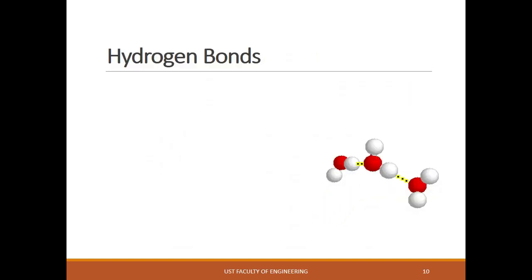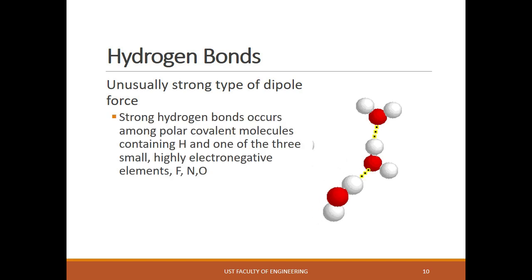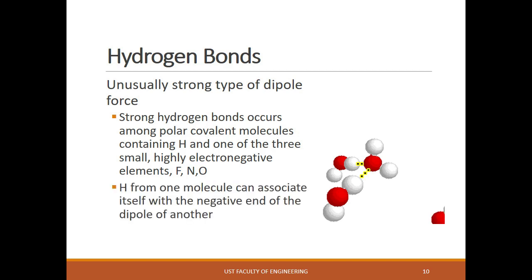Hydrogen bond is a very special type of dipole-dipole interaction. It is a very strong type of dipole-dipole attraction force. Hydrogen bonds occur whenever hydrogen is directly attached to nitrogen, oxygen, or fluorine. Hydrogen from one molecule can associate itself with the negative end of the dipole of another. Why are hydrogen bonds a lot stronger than dipole-dipole, even though they work the same way?